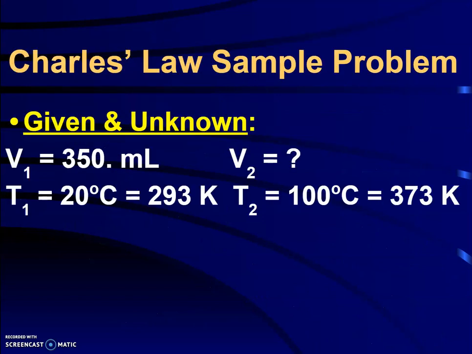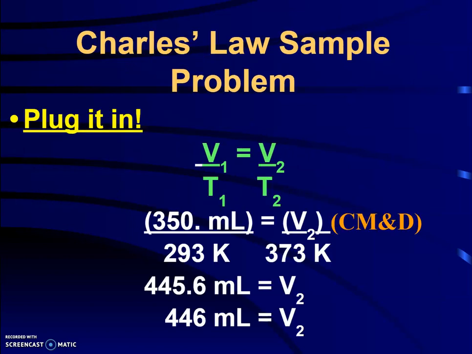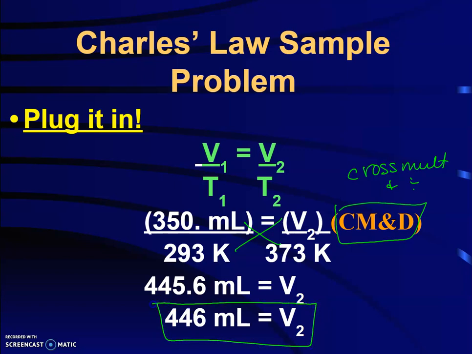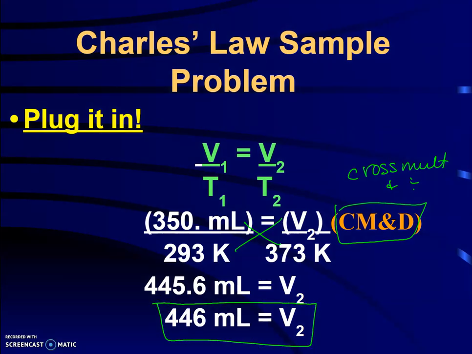All right, so for students who have notes, you'll see that it's all written out for you. Over here we have our work done as well. CM and D means cross, multiply, and divide in order to get your stuff to cancel out correctly and isolate well. And our answer is 446. So this is Charles' Law.